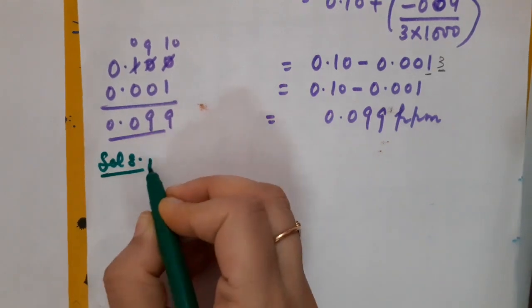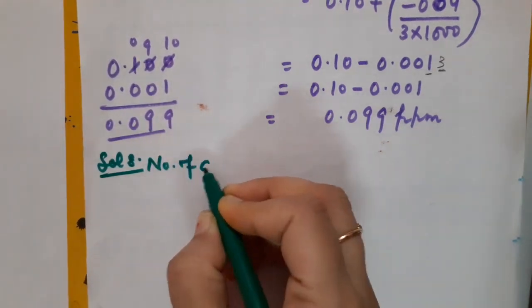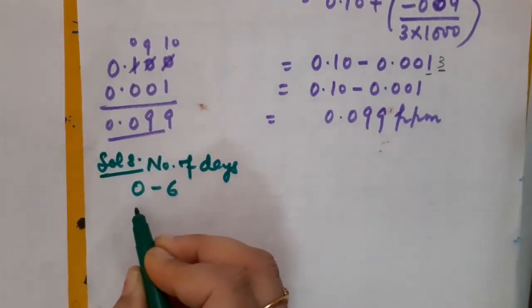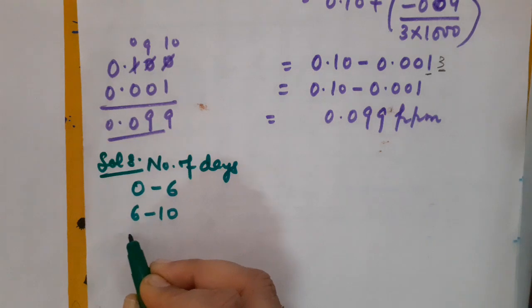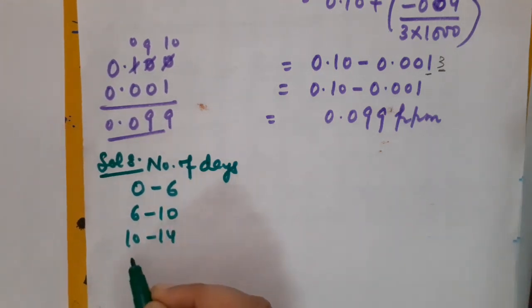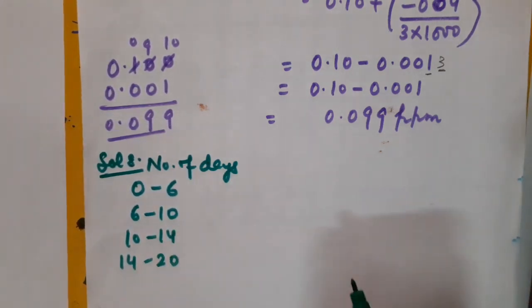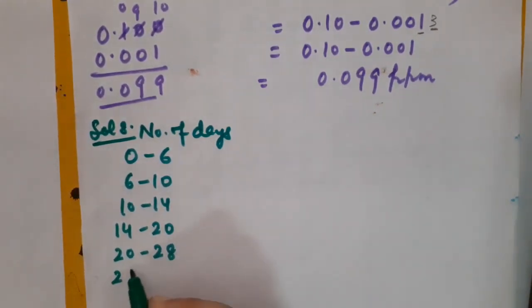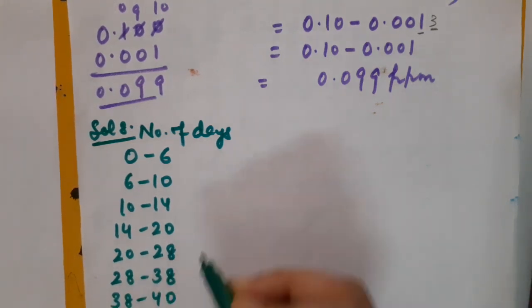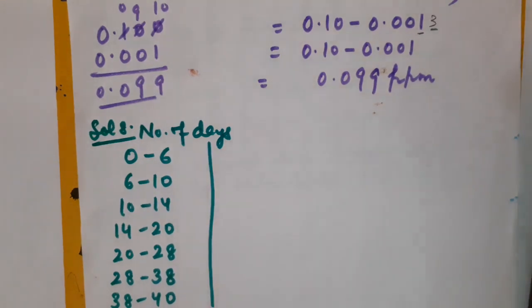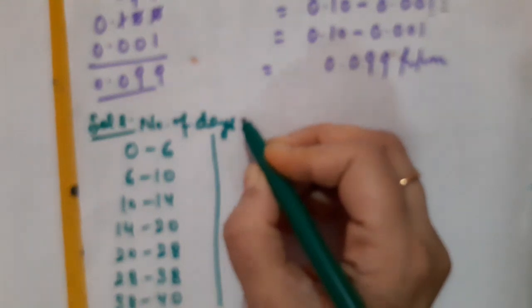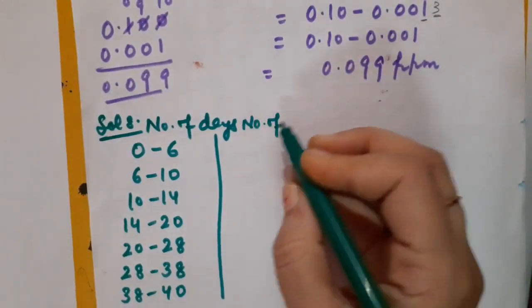So let us write the data, that is number of days: 0 to 6, then 6 to 10, then 10 to 14, next is 14 to 20, this is 20 to 28, next is 28 to 38, and the last one is 38 to 40. Correct? As we will be having the data of total 40 students, so write down the number of students who were absent.